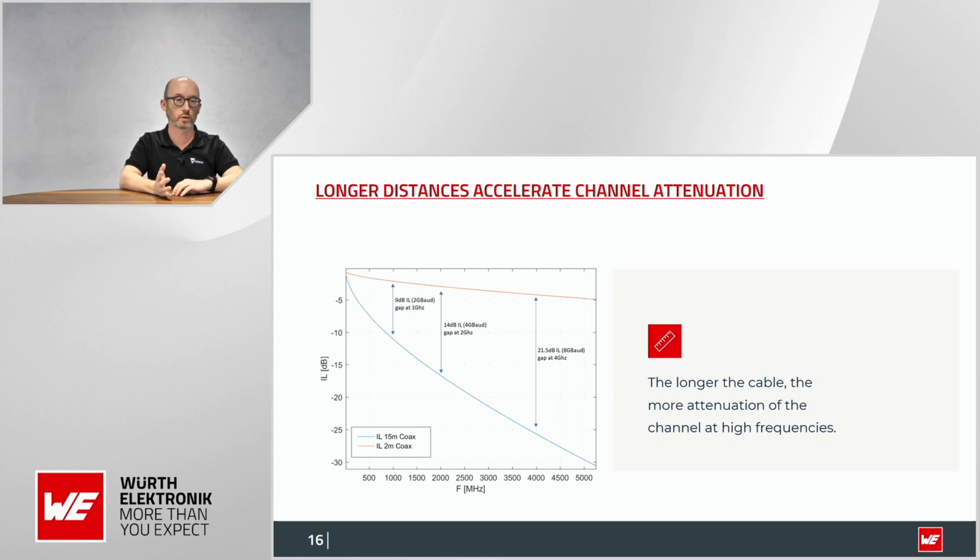When having a look at the insertion loss in this graph, you can see the comparison between a 2 meter coax cable and a 15 meter coax cable. When looking at the data transmission, which is working at 1 GHz Nyquist frequency, we have a gap of 9 dB higher damping. And when going to 4 GHz transmission, for example, we have close to 22 dB. So the higher the frequency gets, and the longer the cable gets, it is getting more and more challenging to get the system working.